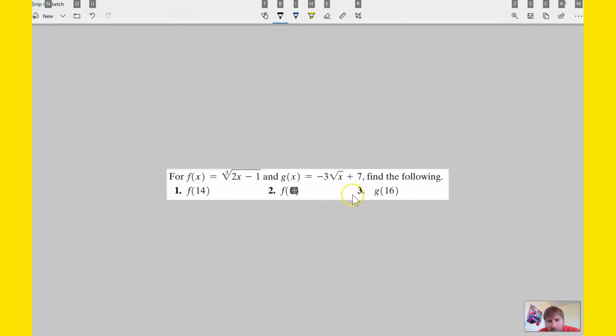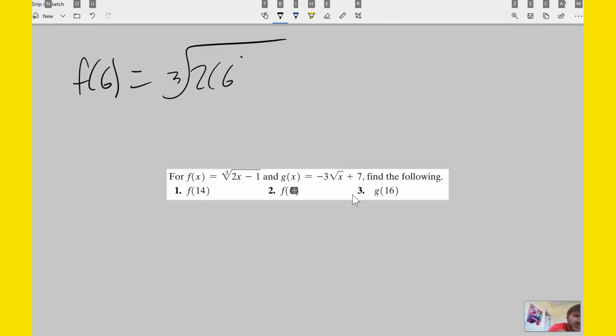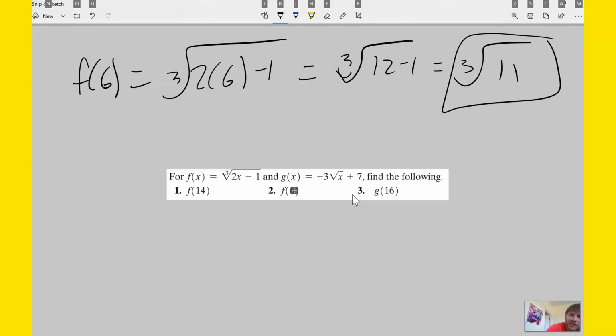All right, the next one is f of 6. So f of 6 will just be plugging in 6 for x, so it's the cube root of 2 times 6 minus 1, which is the cube root of 12 minus 1, which is the cube root of 11. And you can't break that down, so we're just going to have to leave it as the cube root of 11.